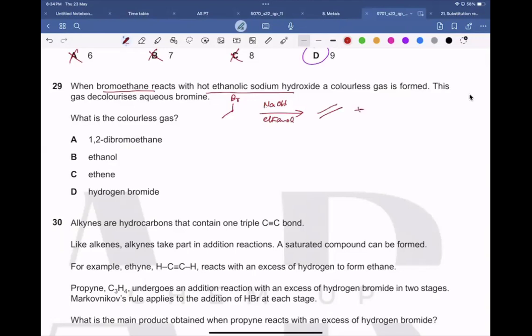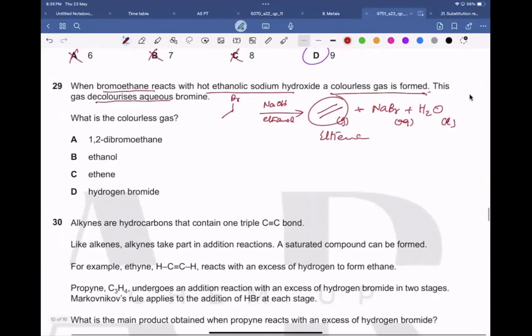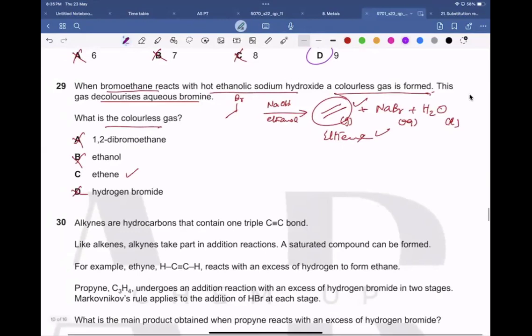HBr is an acid, it reacts with sodium hydroxide to form NaBr and H2O. So NaBr is aqueous, water is liquid, and this one is going to be a gas. A colorless gas is formed. So this is the colorless gas, ethene. This colorless gas decolorizes bromine water. Yes, this test assures us that it is ethene. So A, B, and D go wrong, and C is the correct answer.